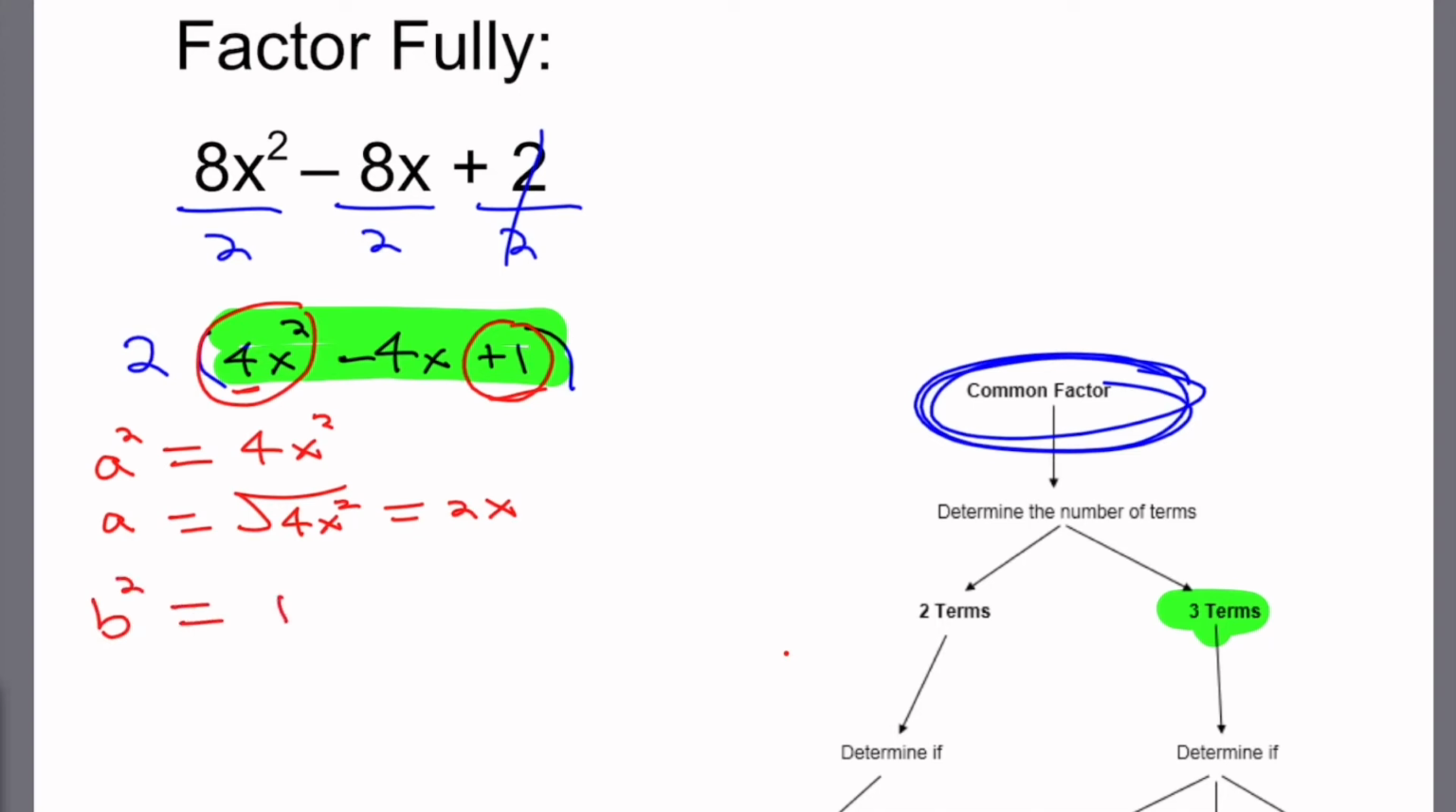B squared equals 1. If we solve for b, the square root of 1 is going to be 1. So those are both perfect squares. Now we've got to check the 2ab.